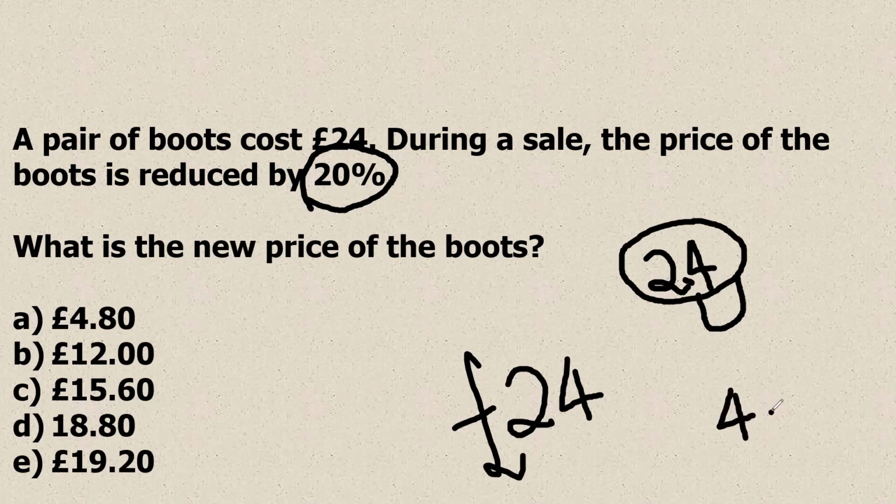Now, if we change it back into money, 4.8 becomes £4.80. And this is where quite a few of you saw £4.80 and you're working out and thought, yes, it must be correct because it's one of the options. No, it isn't correct. It is not correct. Let me explain why, okay?